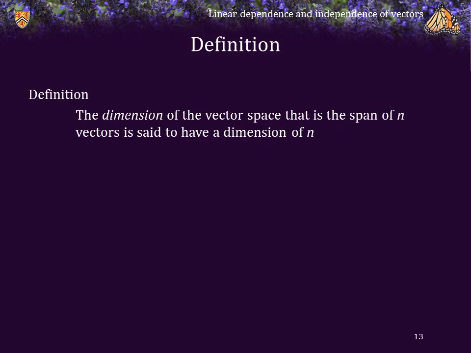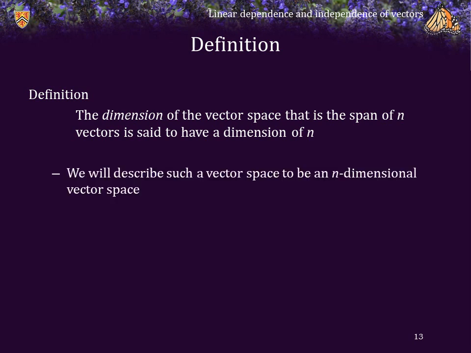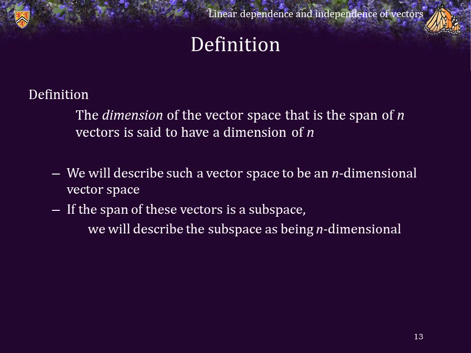Definition. The dimension of the vector space that is the span of n linearly independent vectors is said to be n. We will describe such a vector space as being an n-dimensional vector space. If the span of these vectors is a subspace, then we will also describe that subspace as being n-dimensional and having, of course, the dimension n.